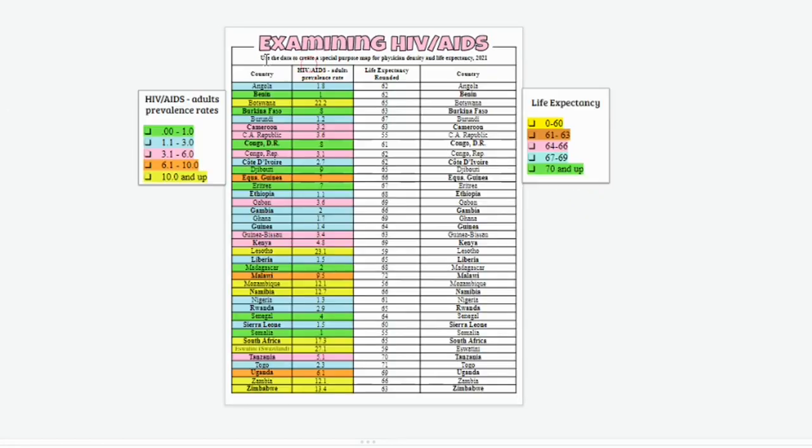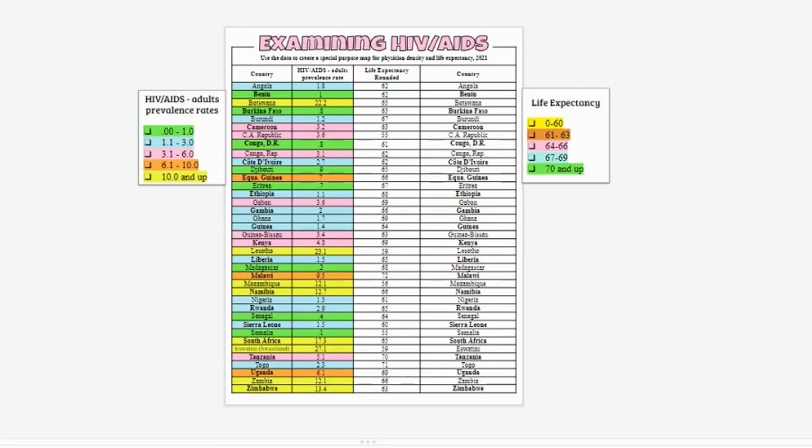The purpose of creating and color coding this table is so that you can see if there are any overlaps between the countries. For example, if countries are blue across the line, or if they're yellow, they might have a similar or strong connection between HIV prevalence and their life expectancy rate.